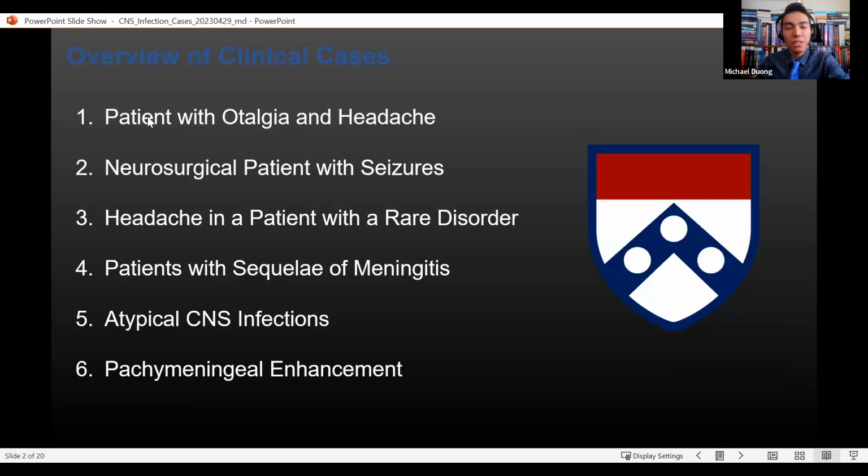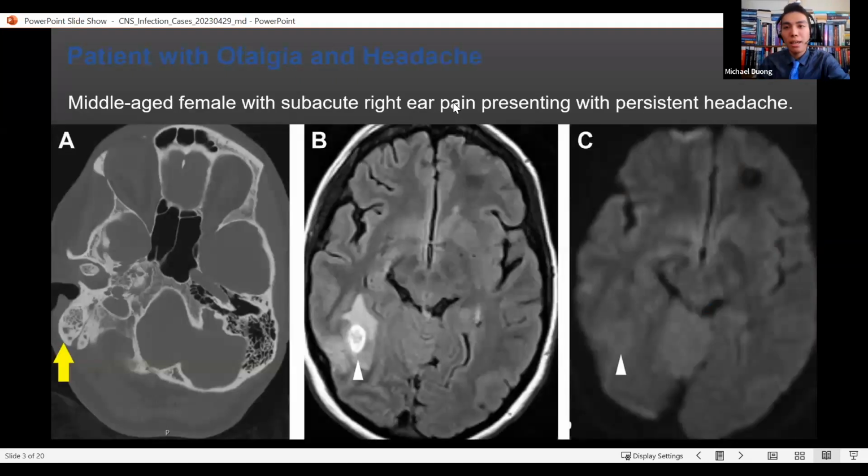So our first patient is presenting with ear pain and headache. We can see on the CT scan there's asymmetry already of the mastoid air cells. There's opacification of the mastoid space, specifically on the right. And then when we look at the MRI, there's this well-circumscribed lesion that's FLAIR hyperintense with some perilesional edema. And interestingly, there's no major diffusion restriction that we would see on the DWI.